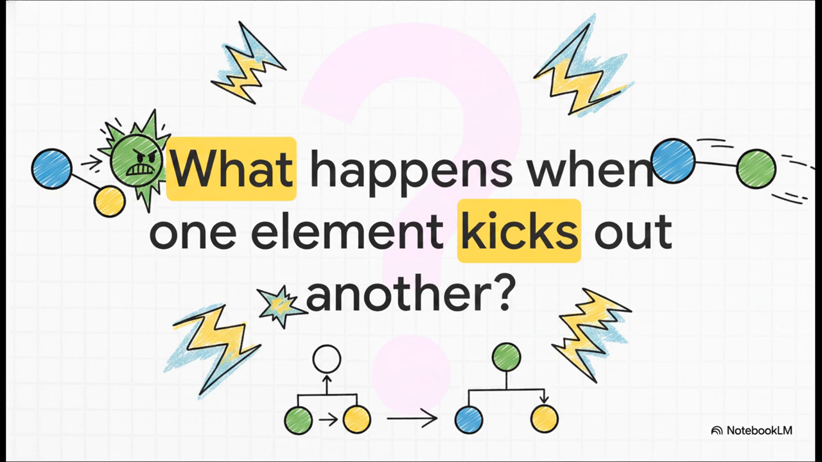We know what happens when things combine and when they decompose. But what happens when one element forcibly kicks out another element from its compound? This points to a much more competitive type of chemical interaction known as a displacement reaction. So how do we visually map out that kind of chemical takeover? Well, you'll just have to keep your curiosity burning for our next explainer.